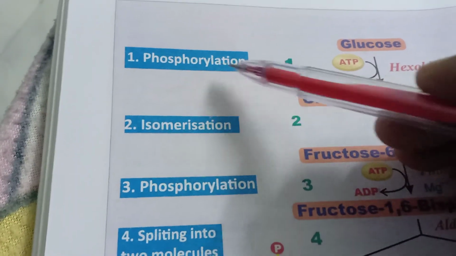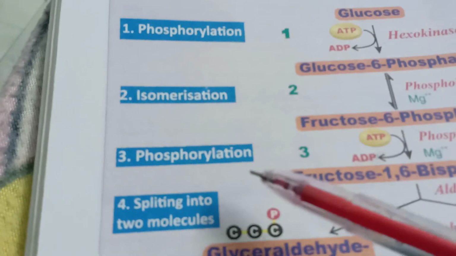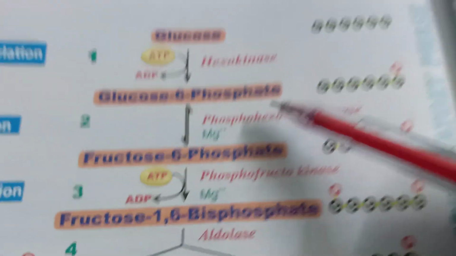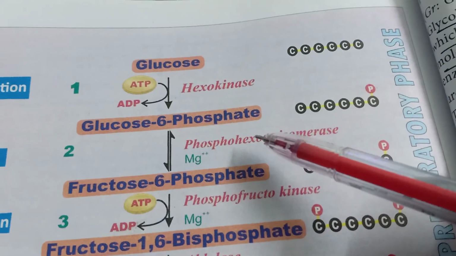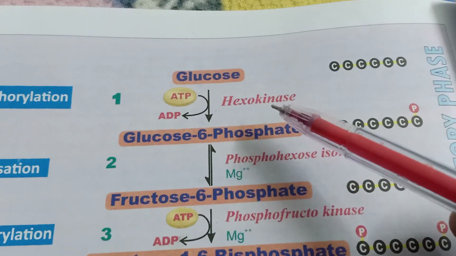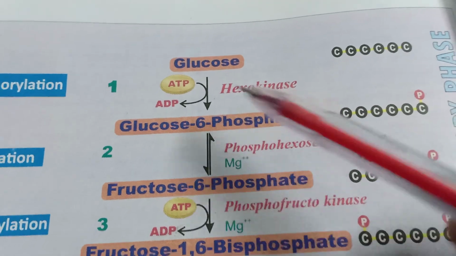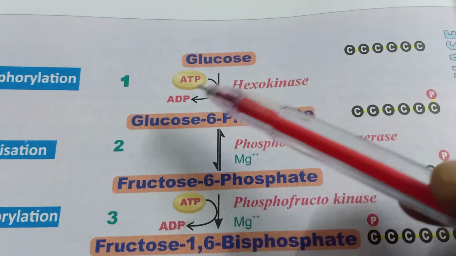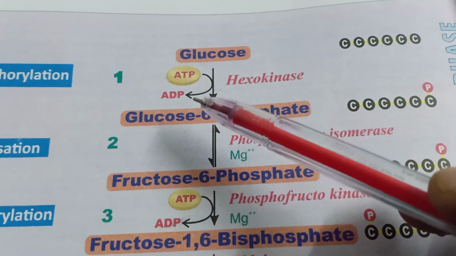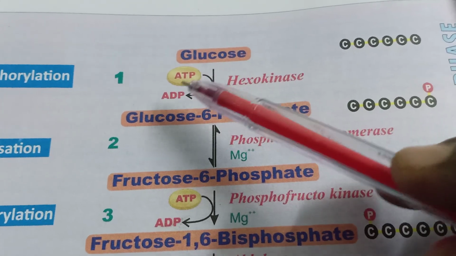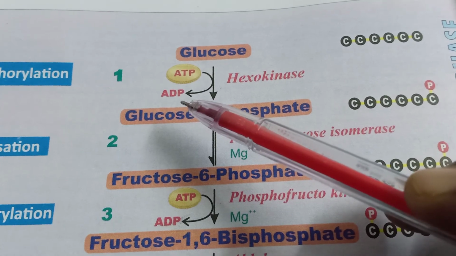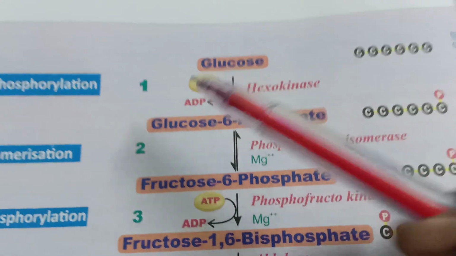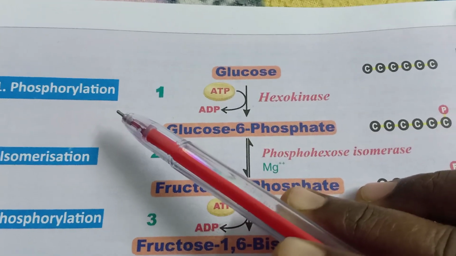The first one is phosphorylation. Let me explain. Glucose is here. The glucose is converted to glucose 6-phosphate in the presence of the enzyme hexokinase, where one molecule of ATP is converted to ADP. Adenosine triphosphate is converted to adenosine diphosphate in the presence of the enzyme hexokinase. So this first step is called phosphorylation.